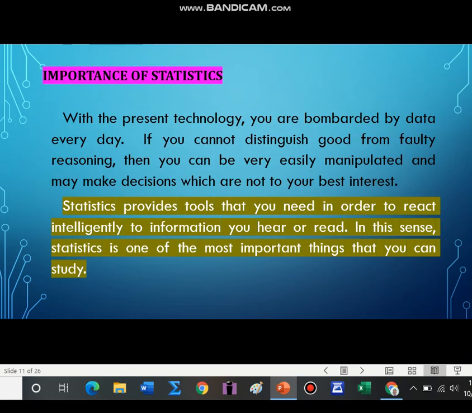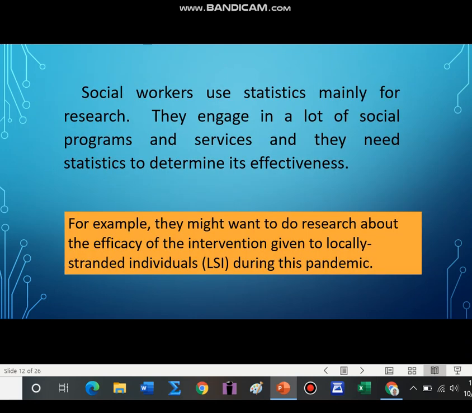What is the importance of statistics? With the present technology, you are bombarded by data every day. If you cannot distinguish good from faulty reasoning, then you can be very easily manipulated and may make decisions which are not to your best interest. Statistics provides tools that you need in order to react intelligently to information you hear or read. In this sense, statistics is one of the most important things that you can study.